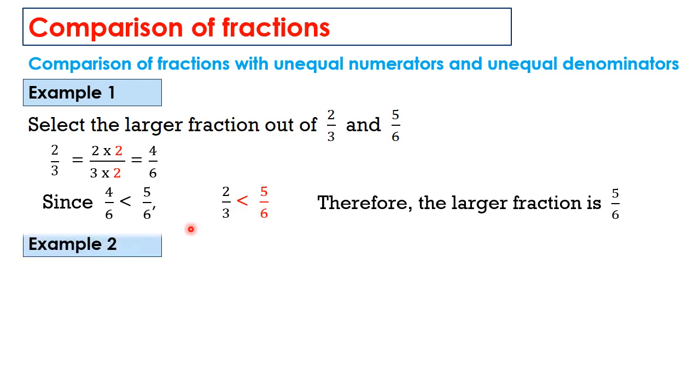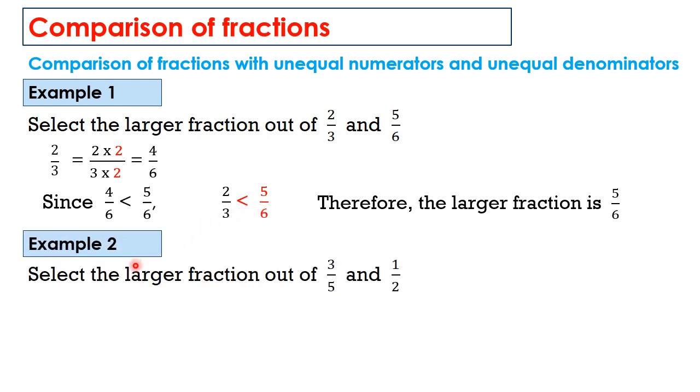So let's go for one more example. Example 2. Select the larger fraction out of 3/5 and 1/2. Here too, when you go through the numerators, they are unequal, and unequal-numerator fractions can easily be compared by equalizing the denominator.